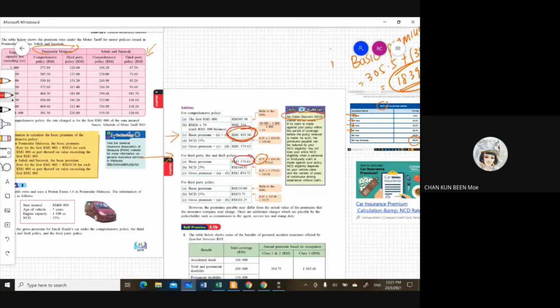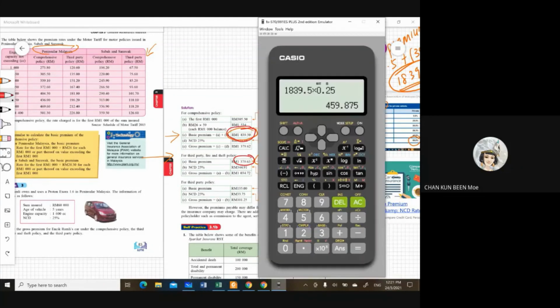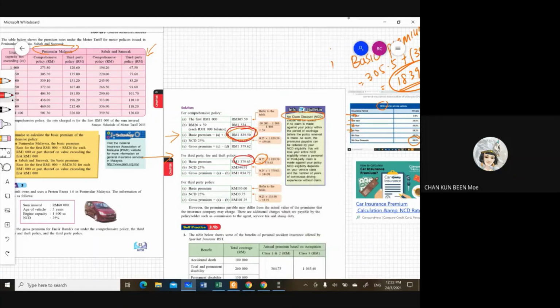Okay, so from there, you calculate the NCD. Again, the NCD will be different, which is 1,379.63 times 0.25. So you can see the answer is 344.91. Okay, exactly the same. Then from here, you just use the basic premium, you deduct the NCD, you will get the gross premium.